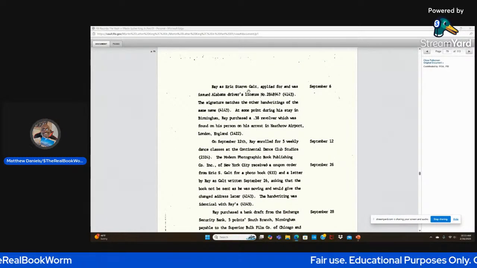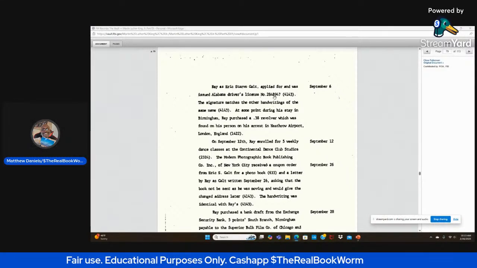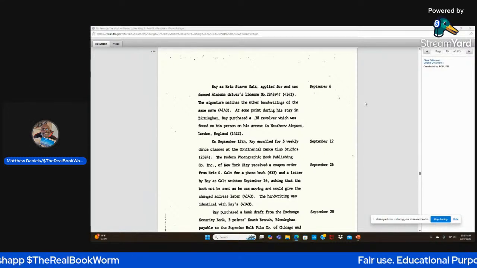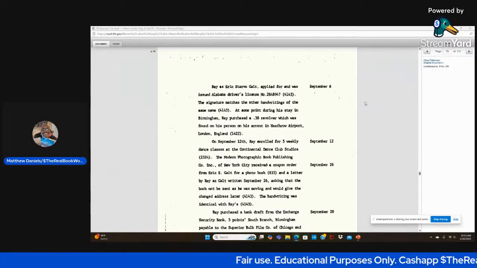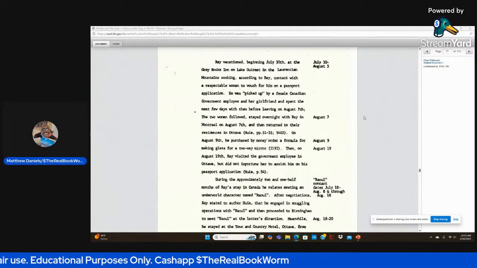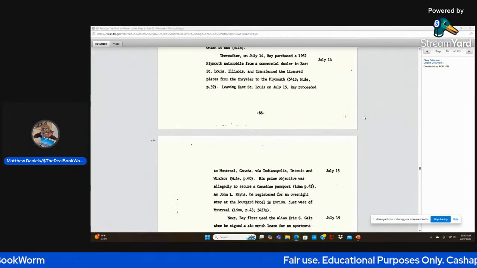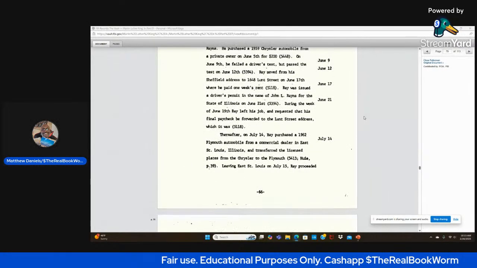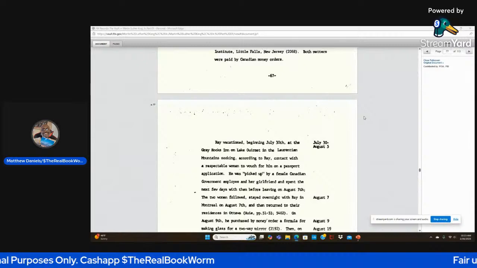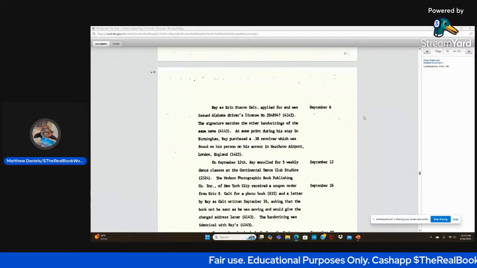Ray, as Eric Starvo Galt, applied for and was issued Alabama's driver's license number 2848947. So this guy's on the run. He gets one driver's permit under the fake name. What was his first fake name? I forgot. He gets one driver's permit under his first fake name, which was, what was it? John L. Raines. So he gets a driver's license under John L. Raines. Then he's able to get another driver's license in Alabama under Eric Starvo Galt.